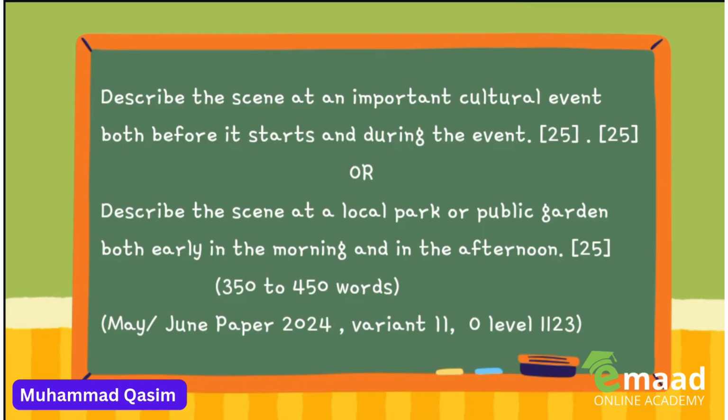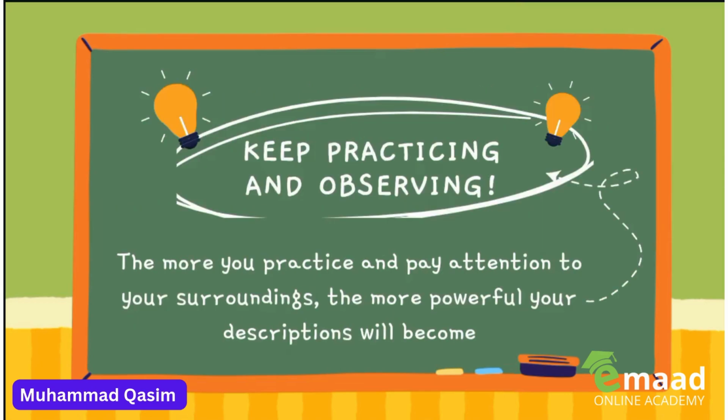Early in the morning at a public garden there might be few people walking and jogging on the jogging track. In the afternoon there might be something different. People selling some food items in stalls around the park. A rush of people, whatever you feel is there, just describe it. So try these questions and write wonderful pieces of descriptive writing.